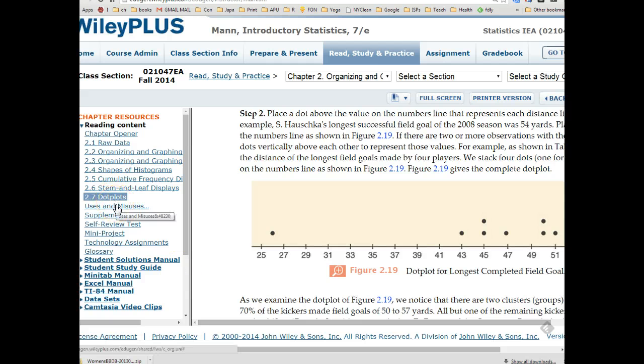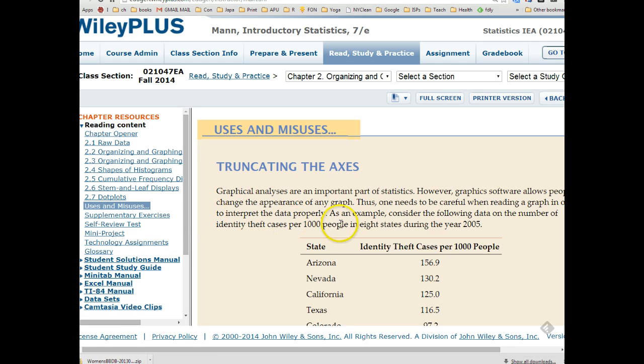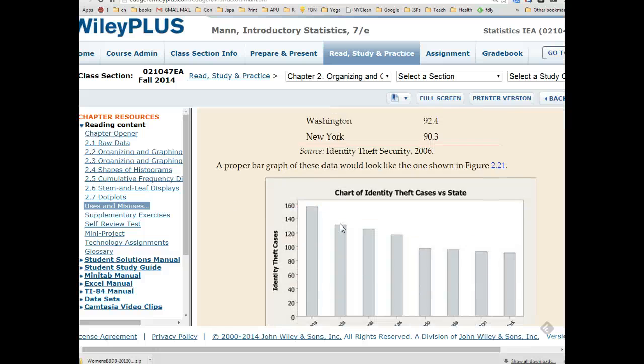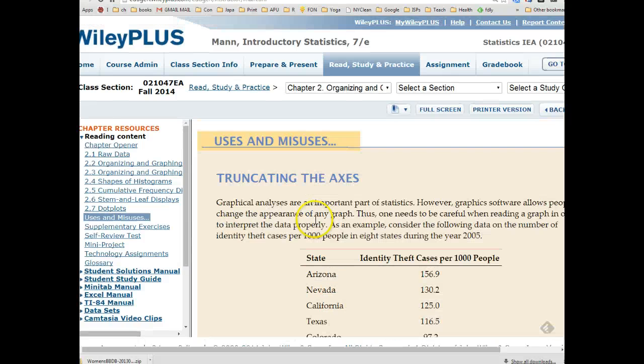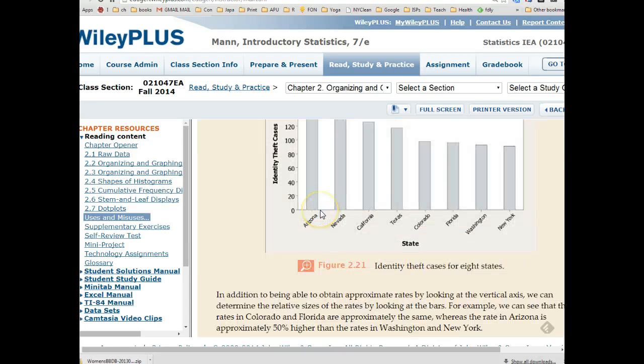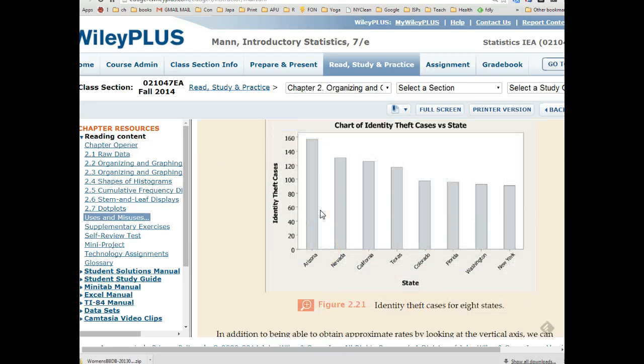And here they talk about uses and misuses of data. That's always, I mean, of statistics, that's always important. So you can fool people by showing them certain kinds of pictures. Even though the pictures are accurate, the way that you choose to sort of present it can fool people. So they give some different ways. For example, truncating the axes. So what do they mean here?